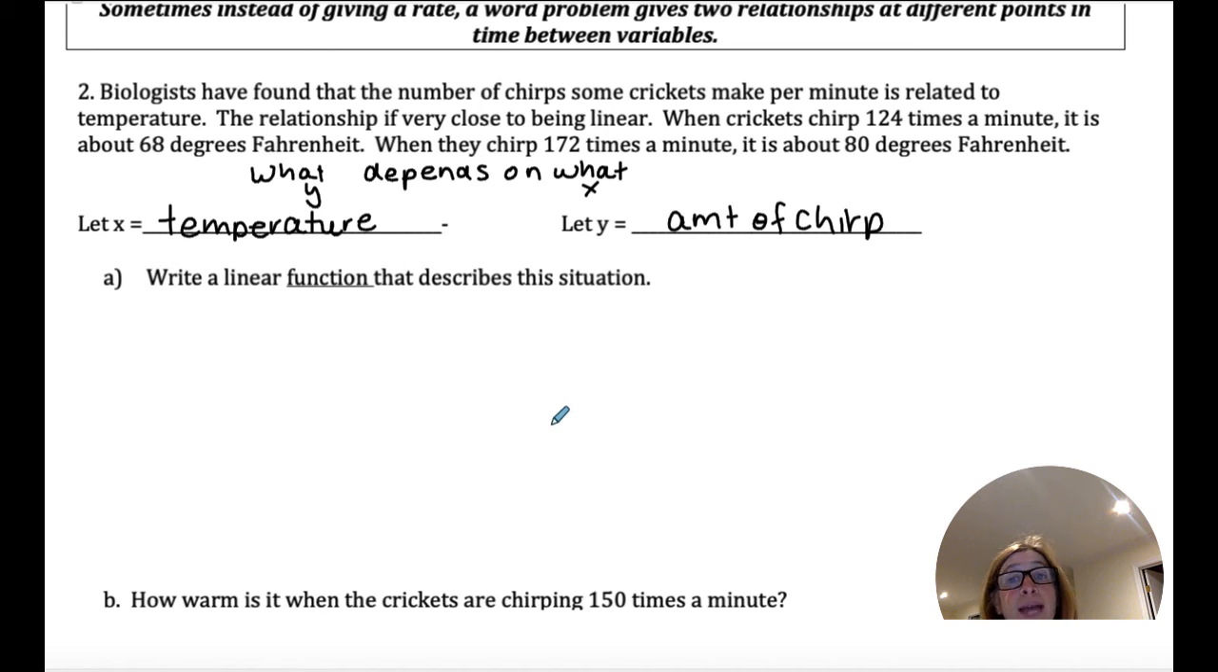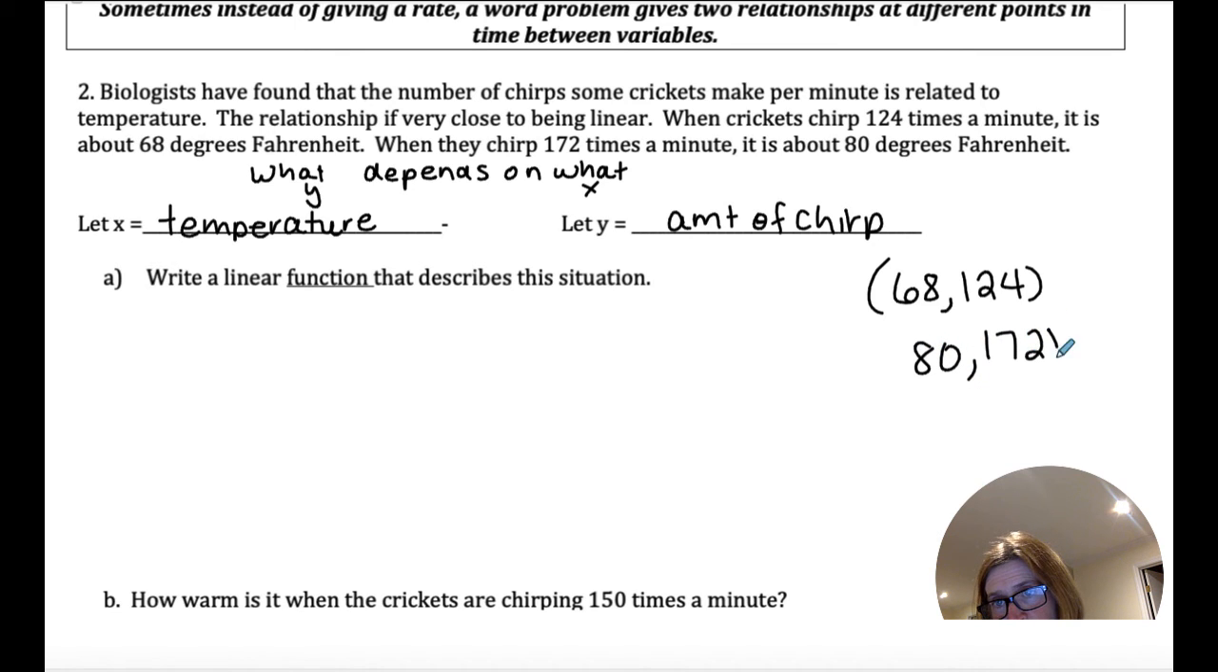All right, so again, I have two relationships at different points in time, so I actually have to make them and turn them into coordinates. So when crickets chirp 124 times a minute, it's about 68 degrees. So that would be 68, 124. And then when they chirp 172 times a minute, it's about 80. So 80, 172. Okay, so I have 2 points. I want to write a linear function. The minimum I need to write an equation of a line is a point and a slope. Don't have a slope, so I need to calculate my slope.